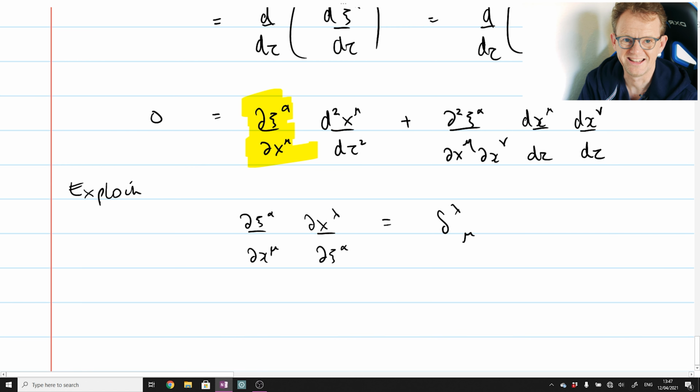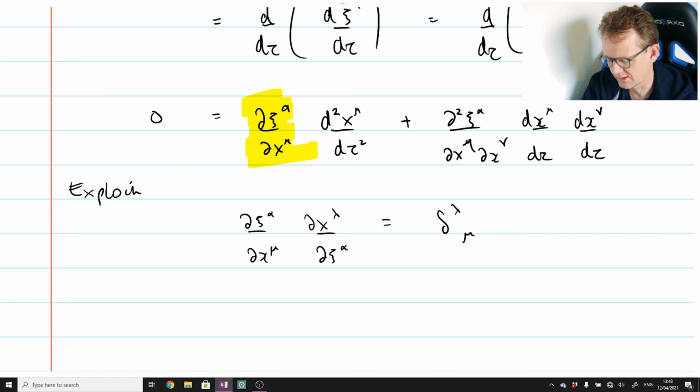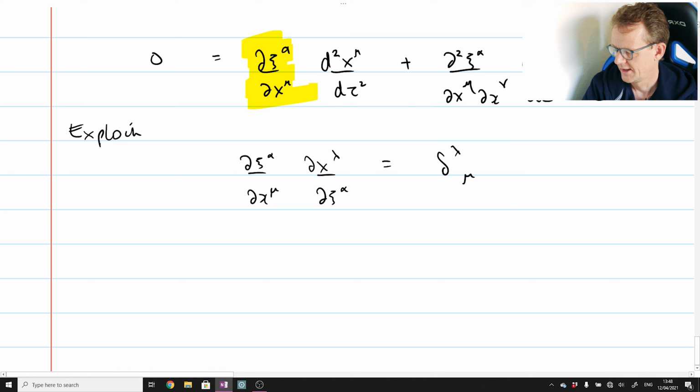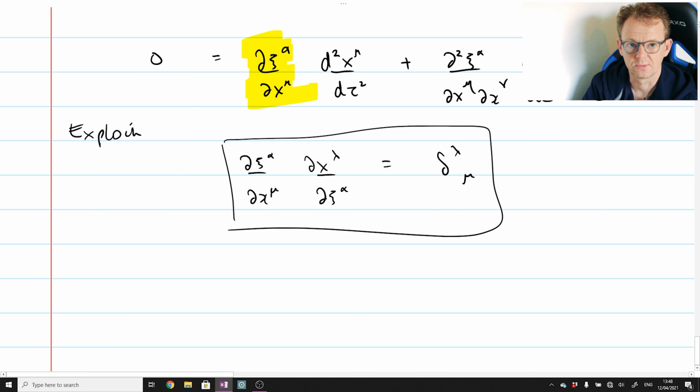D lambda mu is just the Kronecker delta function. So it's 1 if lambda equals mu, or 0 otherwise. So this is just saying that the Jacobian matrix is invertible.